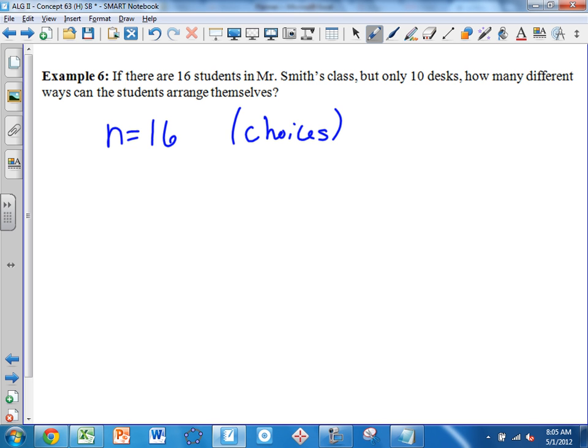How many desks are there though? 10. And the 10 represents the amount of slots to fill. Remember we talked about slots? So R is simply 10, the amount of slots that you're filling. So we have 10 desks open with 16 people. So first of all, how many people are going to be standing? 6 people, right? Clearly there's not enough desks. We could be doing that, but as far as desk arrangements go, we have 10 people seated.